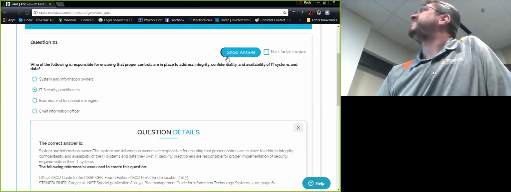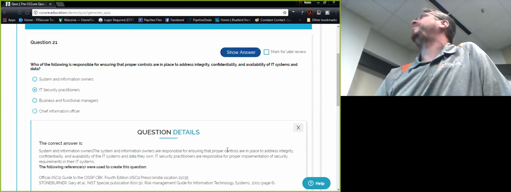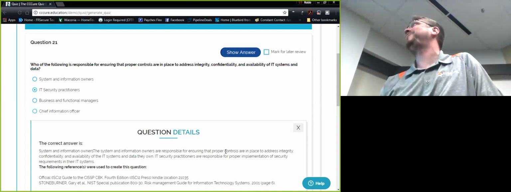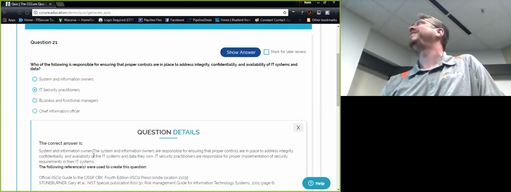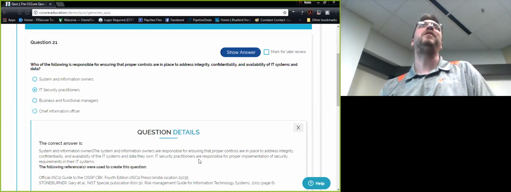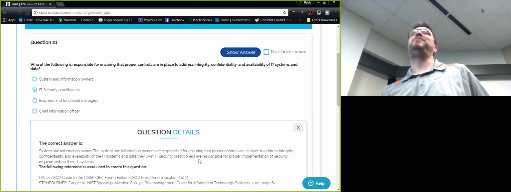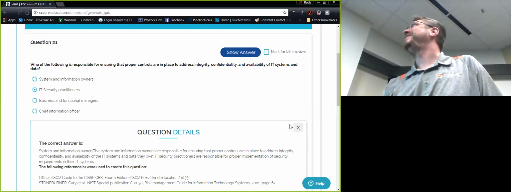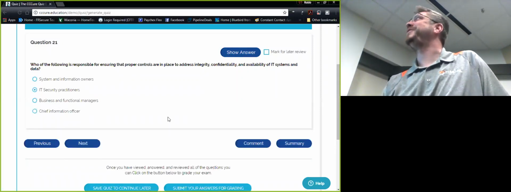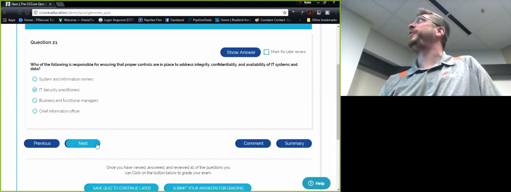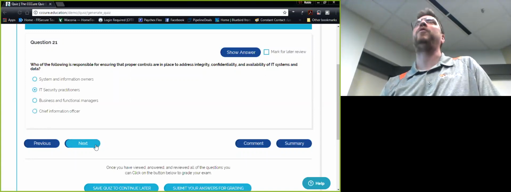Really? For implement. See? All right, so I read it wrong. That's what I said, that IT is responsible for implementation of it. And I talked myself out of that, where they're responsible for ensuring that what they said needs to be done is being done. IT security is responsible for doing it. So you got to make sure you really read these questions. And these are really good samples of what the questions on the test are like.